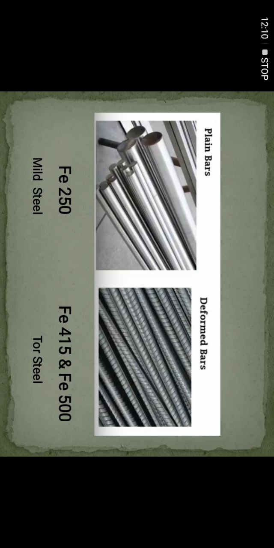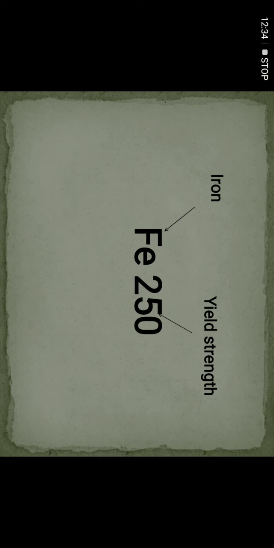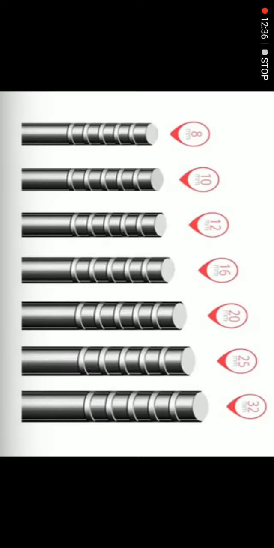Then tor steel and HYSD bar is nothing but Fe415 and Fe500. Okay. HYSD means high yield strength deformed bar. Here Fe indicates iron, 250 indicates yield strength or tensile strength. Various diameters are available in the market, like 8 mm, 10 mm, 12 mm, 16 mm, 20 mm, 25 mm, 32 mm diameter.